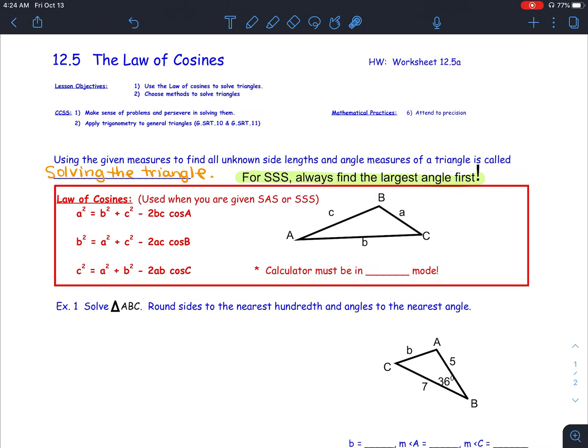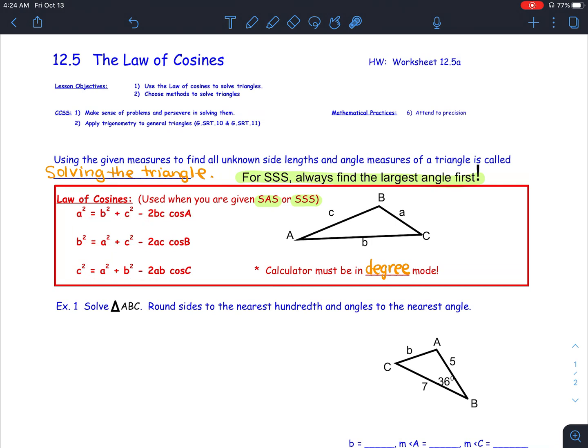But let's just take a quick look here at what the law of cosines is referring to, and it's going to be used in these two instances: in the scenarios where you're given two sides and an included angle, or where you're given all three sides and no angle at all. One other thing worth noting is we want to always make sure that your calculator is in degree mode for these problems.